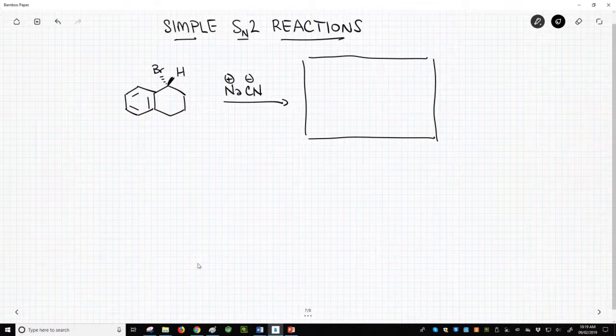There is one additional idea we need to remember. SN2 reactions occur with inversion of stereochemistry. So as we draw our product, we need to make sure that we show inversion of the configuration at our reacting stereocenter.